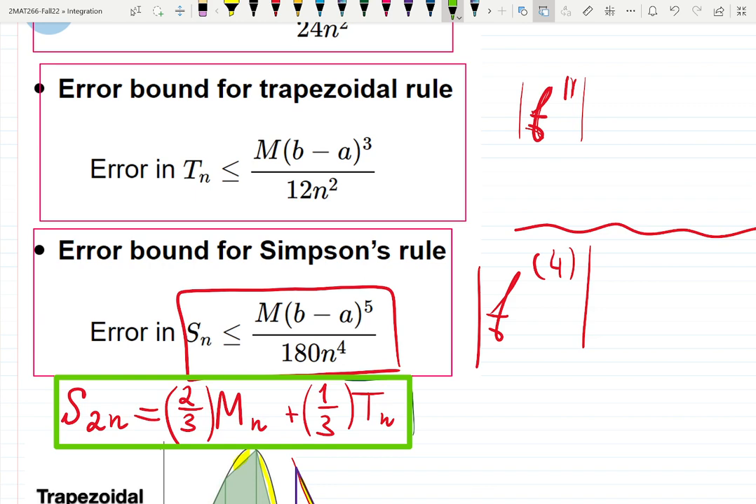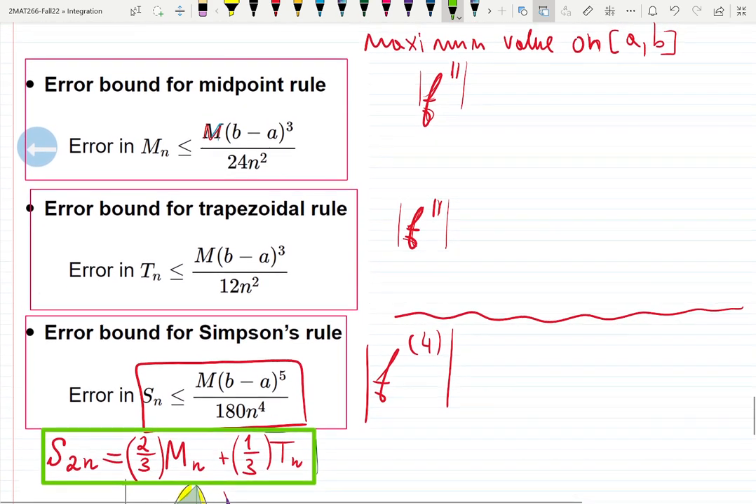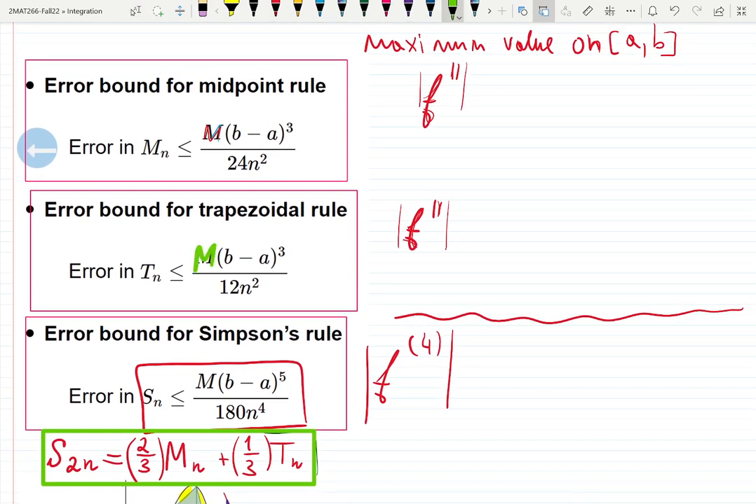Well, that's all I wanted to tell you about this example and errors of those 3 amazing methods. All of them are pretty well known around the world and highly useful, especially Simpson's rule. Thank you for watching.